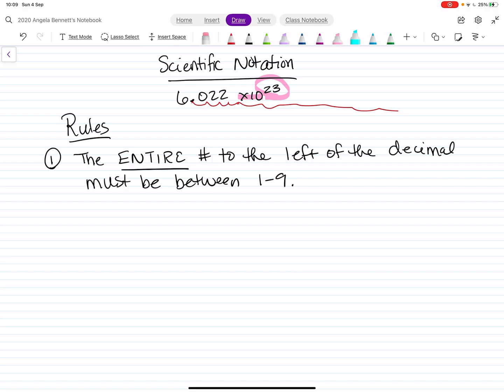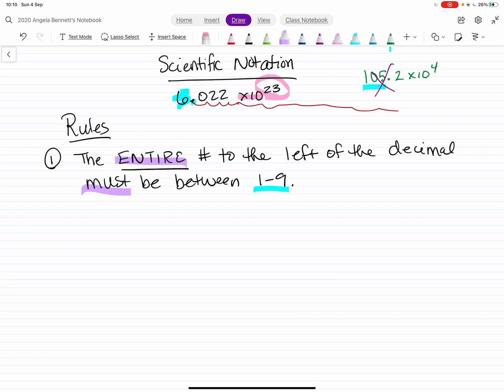So if we look at the number that I wrote up here before, the decimal place is there. So the entire number that's to the left is 6. Also, for example, if I wrote a number like this, the entire number is 105. It's not 5. The entire number is 105, which is not between 1 and 9, which means this is wrong. You would not write that. So you have to look at the entire number, and it must be between 1 and 9.